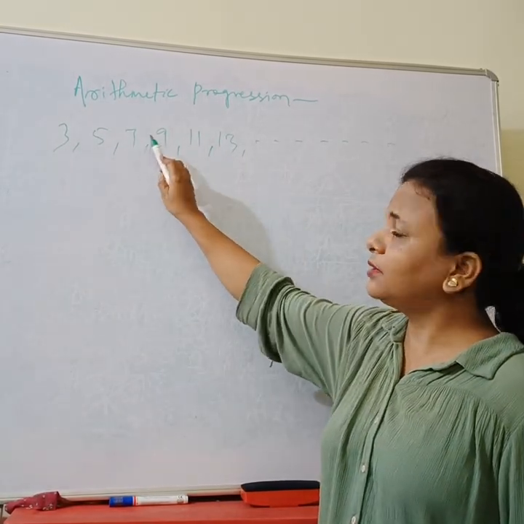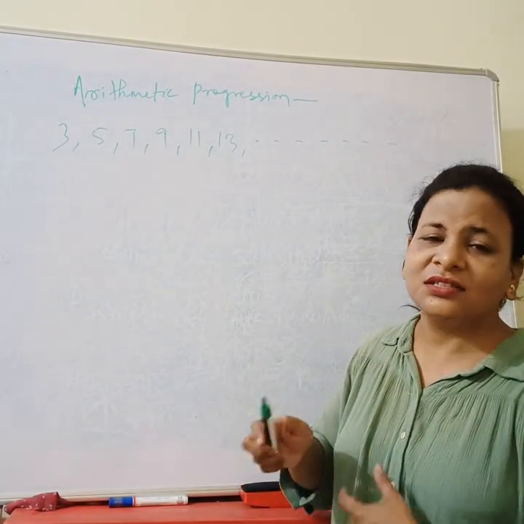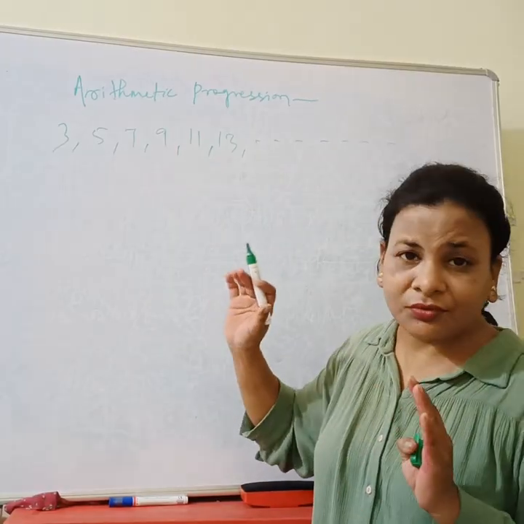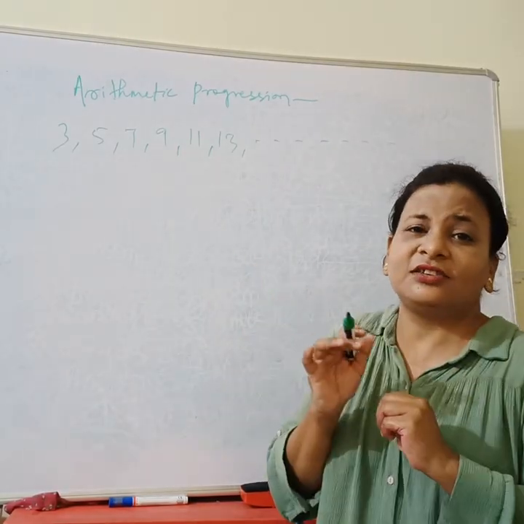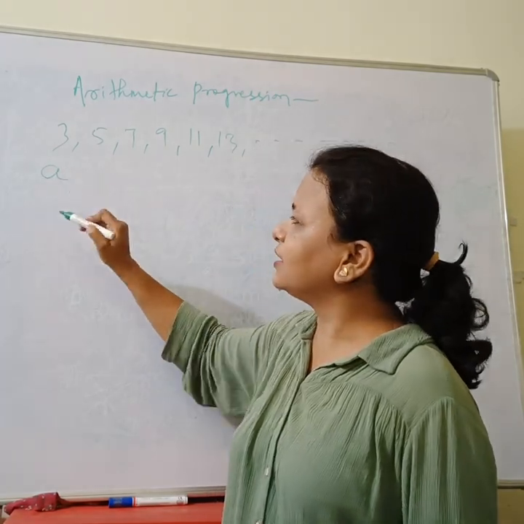Any two consecutive terms you take, their difference remains the same. And that difference is called the common difference of the AP. So let's see what the general form of an AP is. An AP looks like this. It is called the general form.